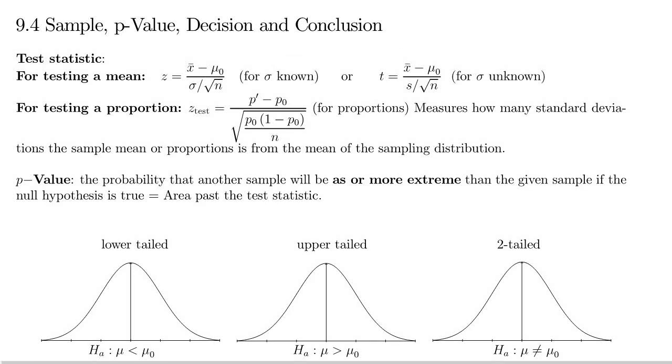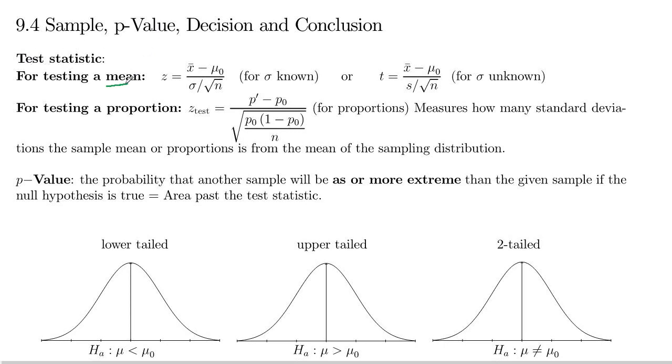So here in section 9.4, we're going to look at our sample evidence, the p-value, and then the decision and conclusion that we can make. So the p-value is a measure of how extreme our sample information is. To get that p-value, we have to find something called a test statistic.